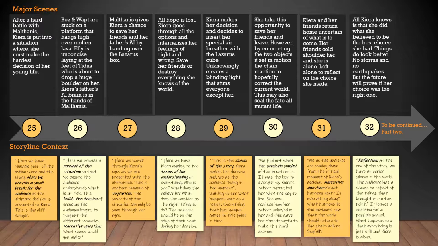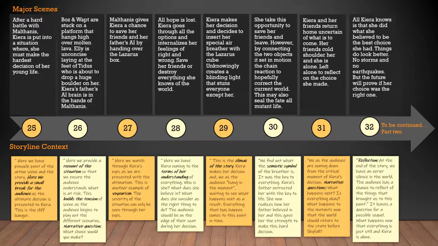In scene 25, after a hard battle with Malthanis, Kara is put in a situation where she must now make the hardest decision of her young life. Here we have the pinnacle of the action scene and the story itself. We also provide a small break for the audience, as Kara is presented with the ultimate decision.